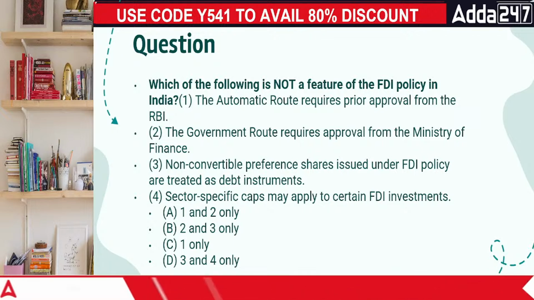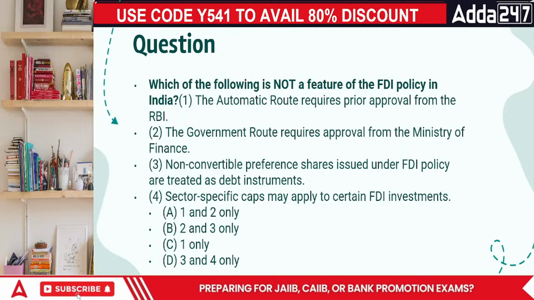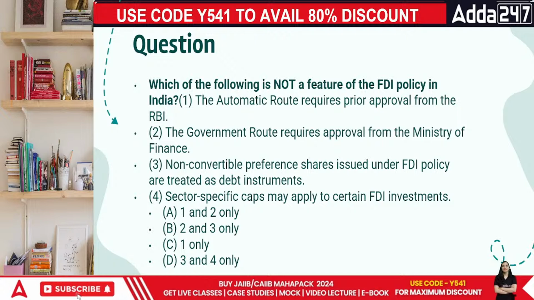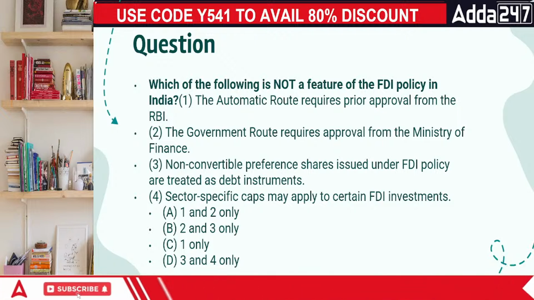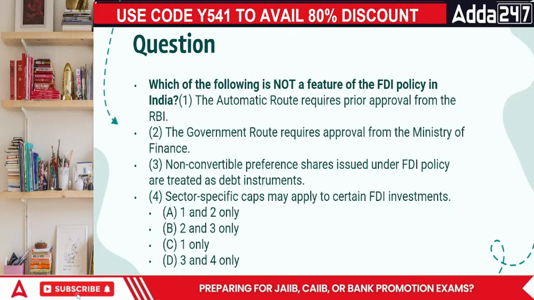These preference shares are basically what? It's a kind of loan only. So in this case, because it is hybrid in form, it is not a complete loan, not a complete share even. So in this case, automatic route does not require anything.